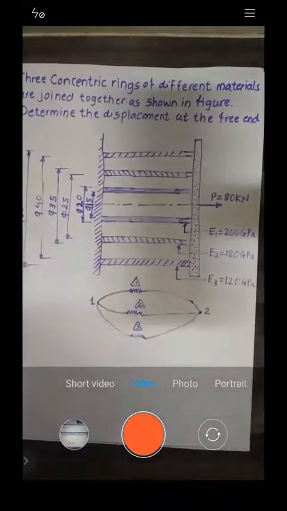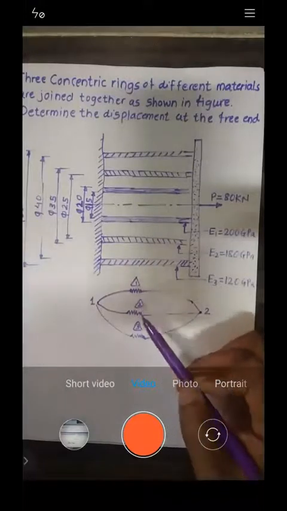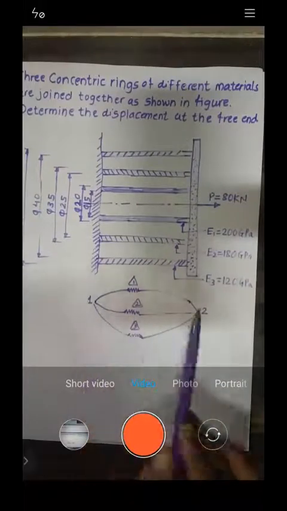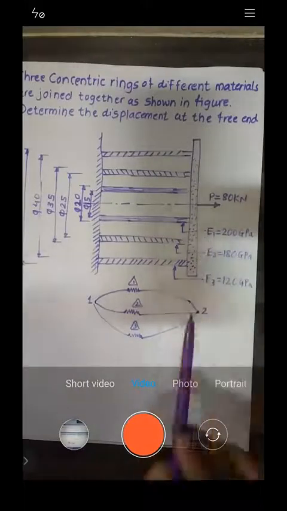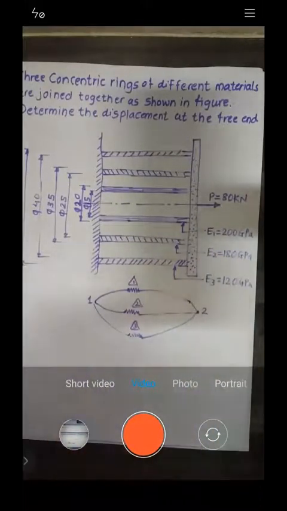Yes, sir. You can see these 3 elements. These 3 elements are nothing but 3 rings which are connected between the same nodes. Point number 1 is a fixed support. Point number 2 is a plate, right? So you have these 3 elements between the same nodes.